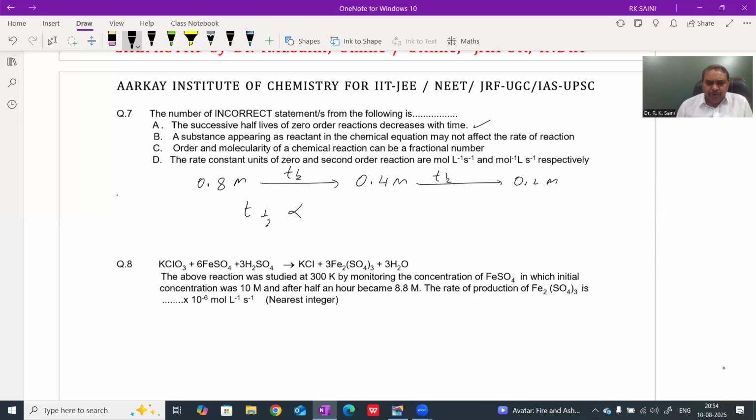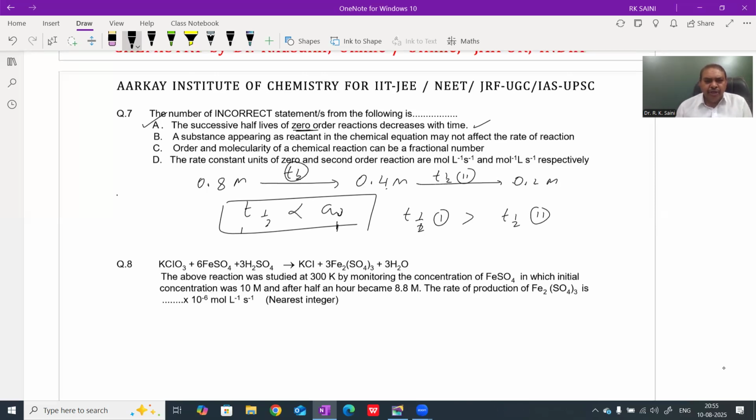We know that half-life is directly proportional to the initial concentration in case of a zero order reaction. Therefore, half-life decreases when the initial concentration decreases. It means the first half-life is greater than the half-life in the second part, so the first statement is correct. Initial concentration 0.8 M, half-life greater. Initial concentration 0.4 M, half-life less. First. Question 8.